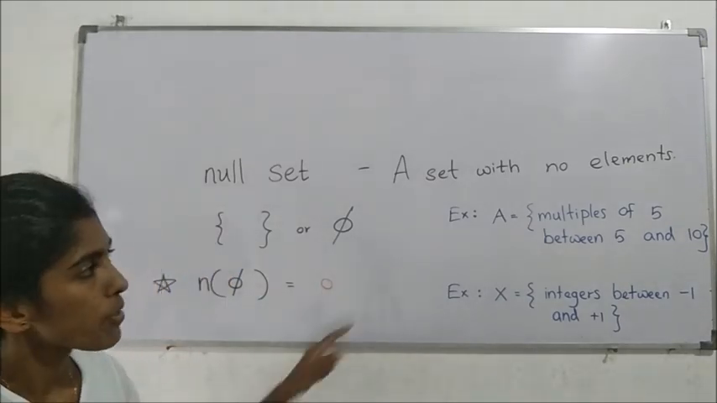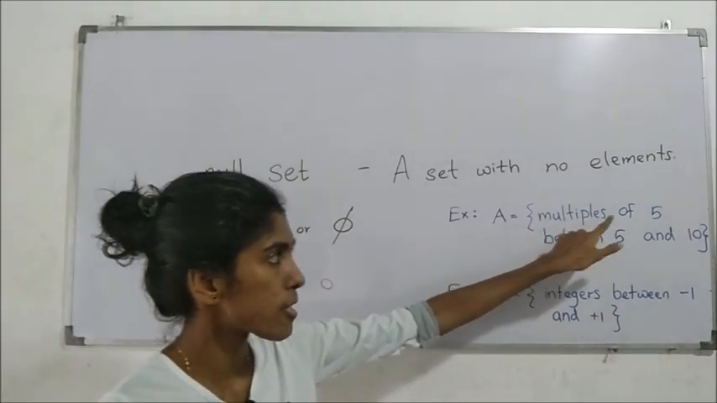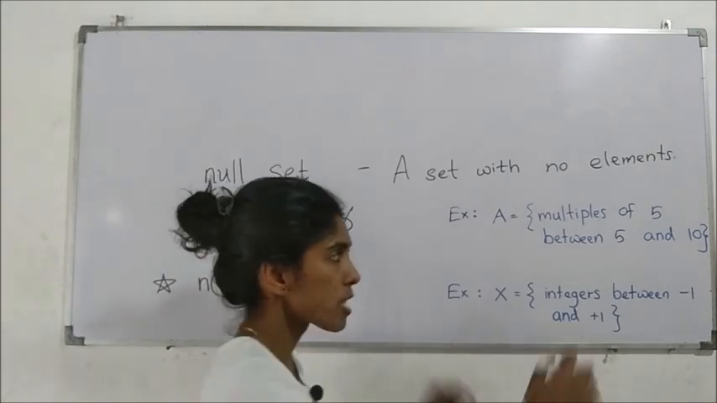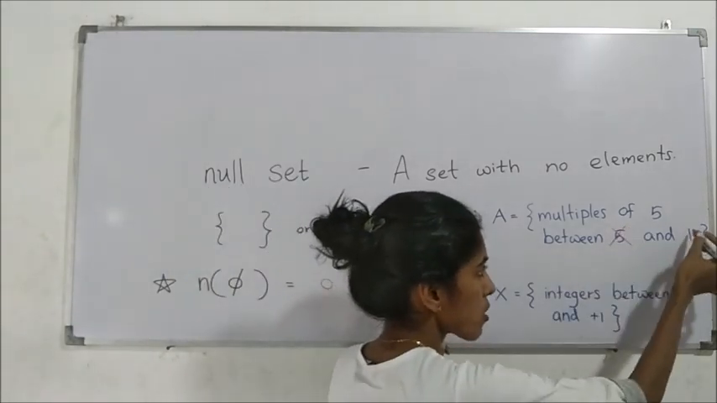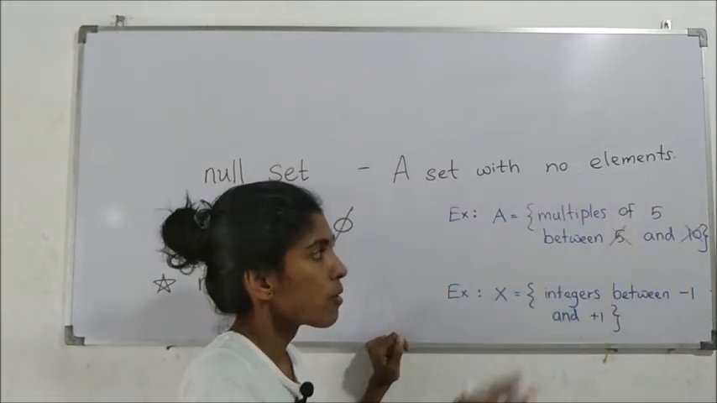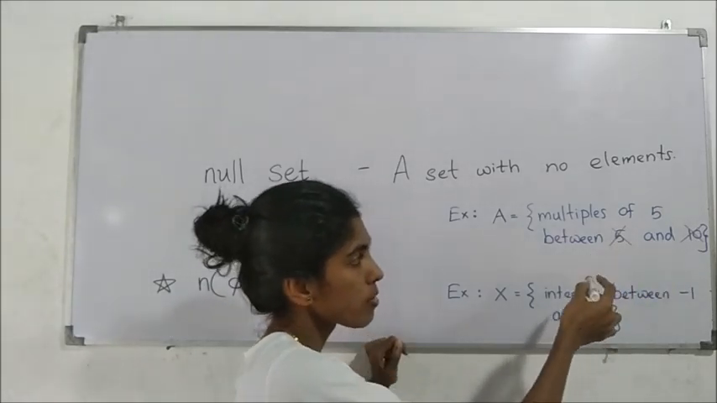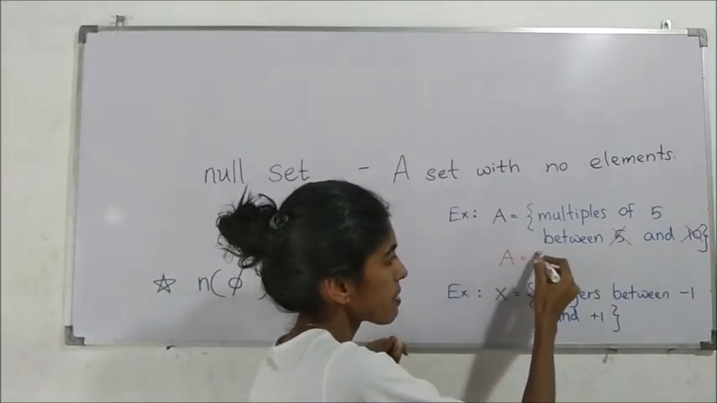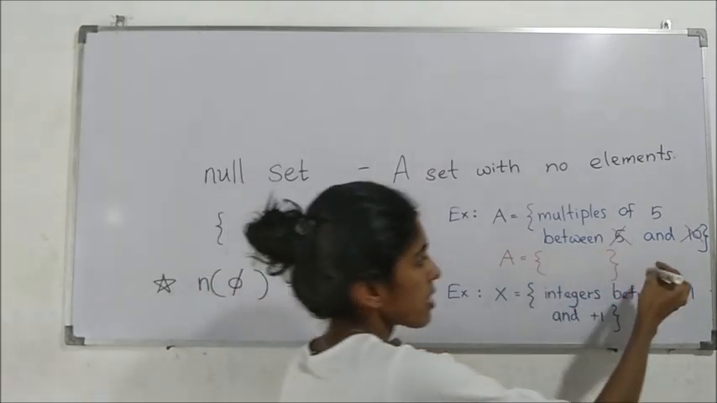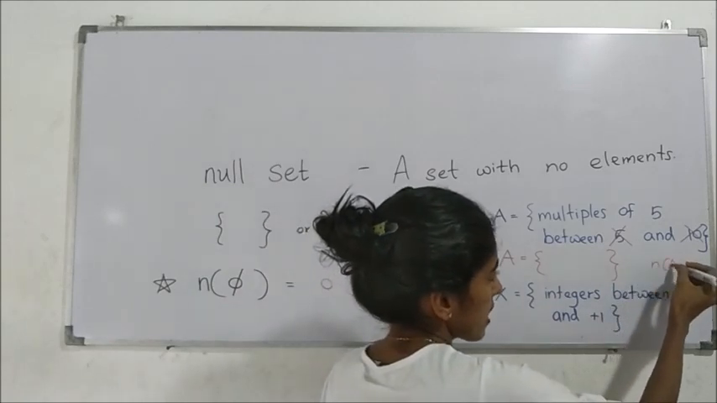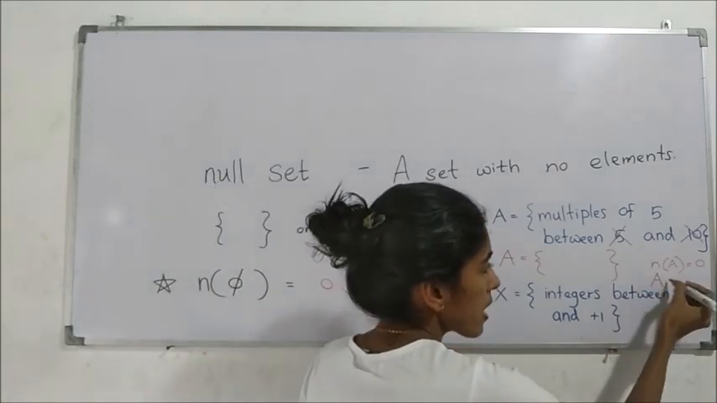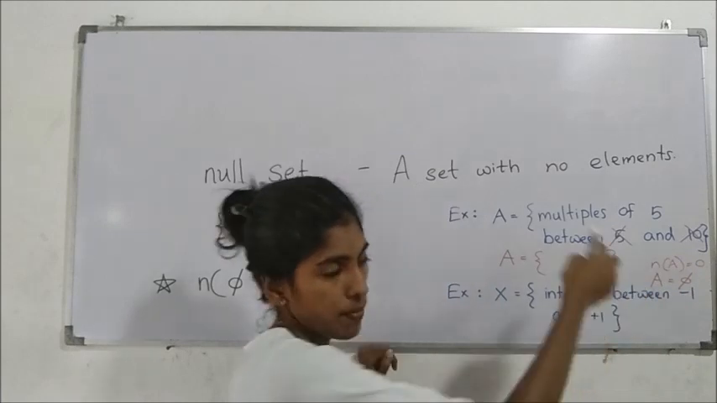For an example, I have given you this set A, multiples of 5 between 5 and 10. Whenever you see between and, we don't include the boundaries. You have learned this when you were in grade 6. So if we are not including the boundaries, what are the multiples remaining between 5 and 10? No elements. So we know that the number of elements in set A is 0. This is a null set. So simply you can write A is a null set like this.